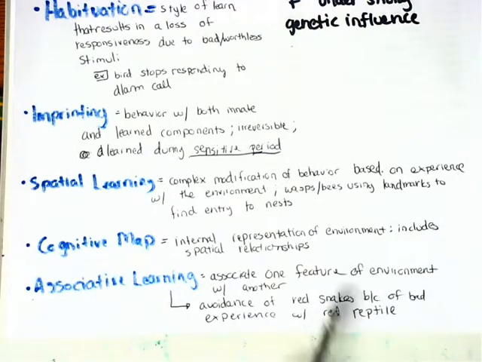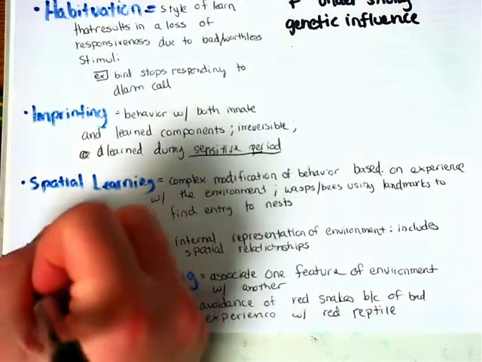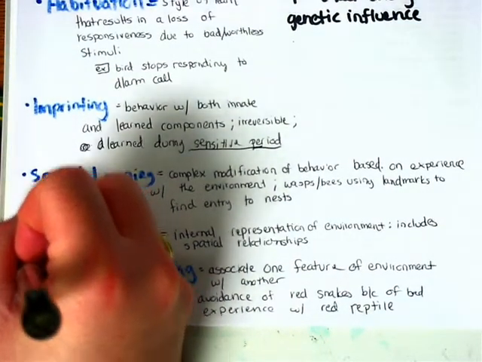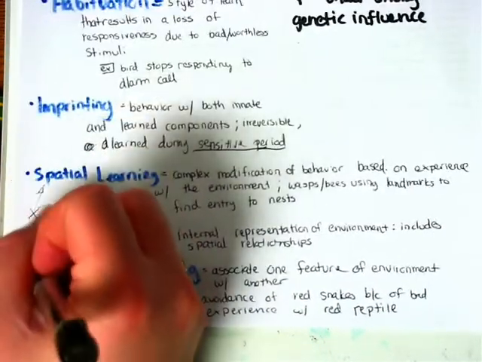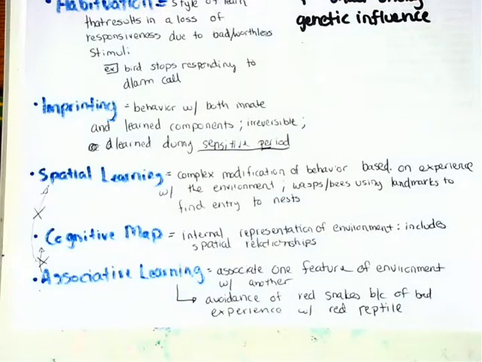So when we think of one feature of the environment, we think of landmarks again, and you're pointing up there. And I really want you to see that associative learning necessarily does not have to do anything with spatial or cognitive maps. Associative learning is that you associate red with being dangerous.